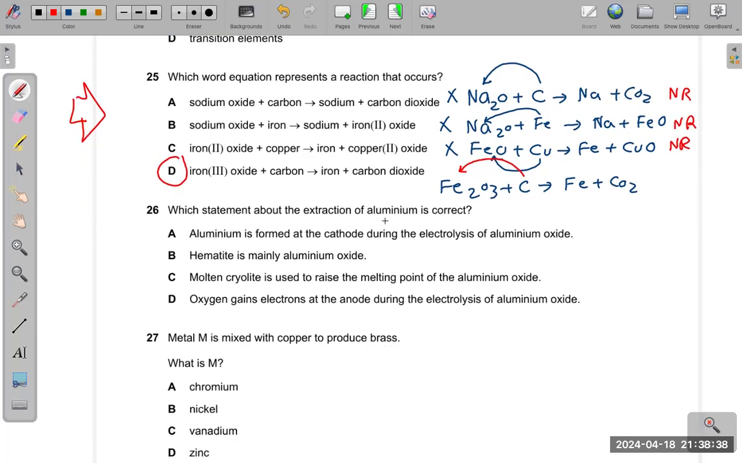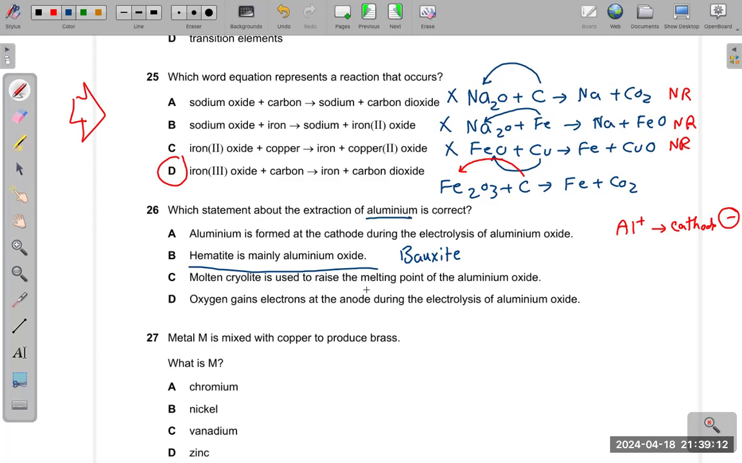Which statement about the extraction of aluminum is correct? Aluminum is formed at the cathode during the electrolysis of aluminum oxide. Aluminum is positive, so it will go toward the cathode. Is this a good answer? Yes. The positive goes to the cathode, which is negative. That's correct. Okay, hematite is mainly aluminum oxide. Is that right, Abdelhakim? Is hematite aluminum oxide, or is bauxite aluminum oxide? Bauxite, sir, not hematite. Hematite is for iron, not for aluminum.